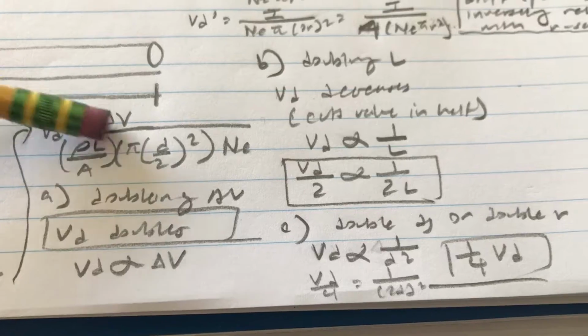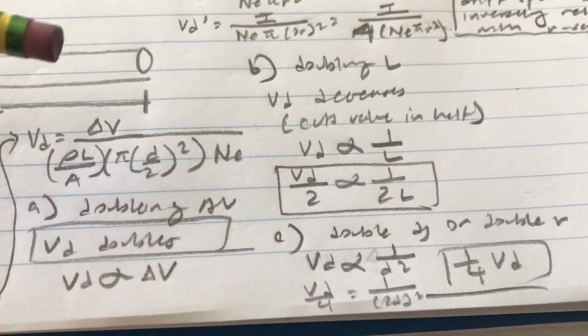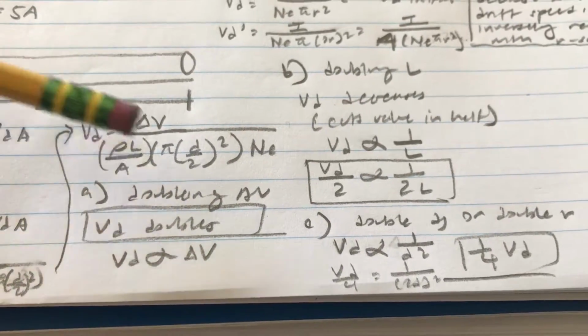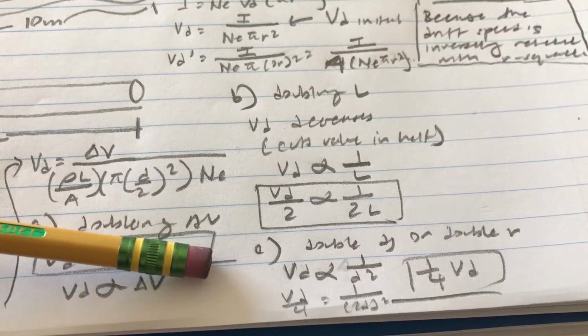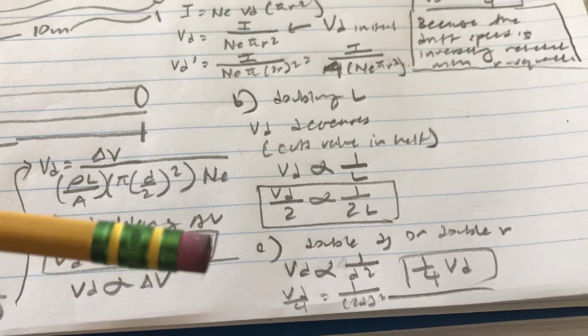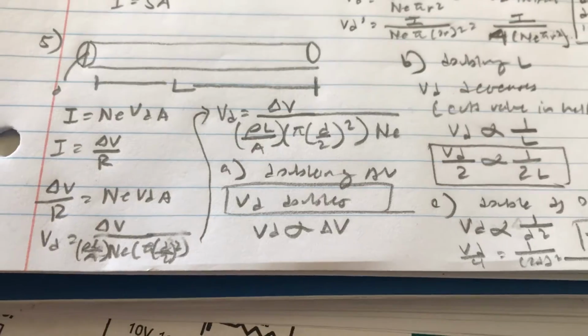And finally, what will happen when you double the diameter, or you can double the radius? Here we see that drift speed is inversely related to the square of the diameter, so doubling the diameter will cut the drift speed into fourths. So that's how you do number 5 on the Unit 5 homework set.